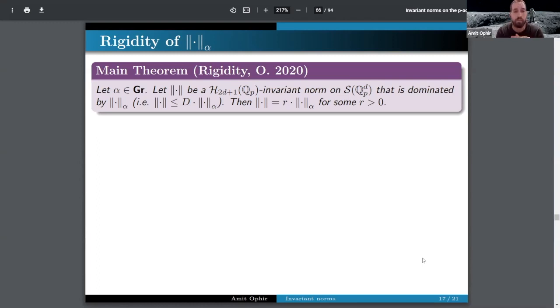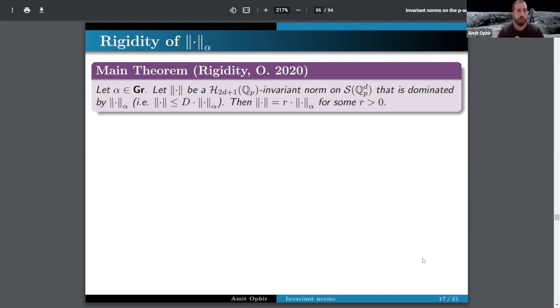The main theorem. So the previous results are all implied by this main theorem by some what I call general principles in functional analysis. But this is the heart of the work.